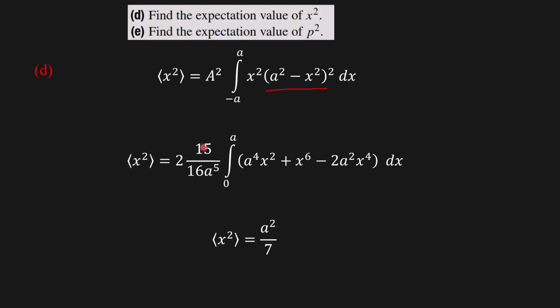Here we have seen A squared is equal to 15 over 16 a power 5, and we are changing the limit from minus a to plus a as 0 to a, so that multiplicative factor 2 comes here. So if you integrate and apply the limit, you will get the expectation value of x squared is equal to a squared over 7. Because it's a very simple integration, I have taken the result as it is. You can easily carry out this integral.